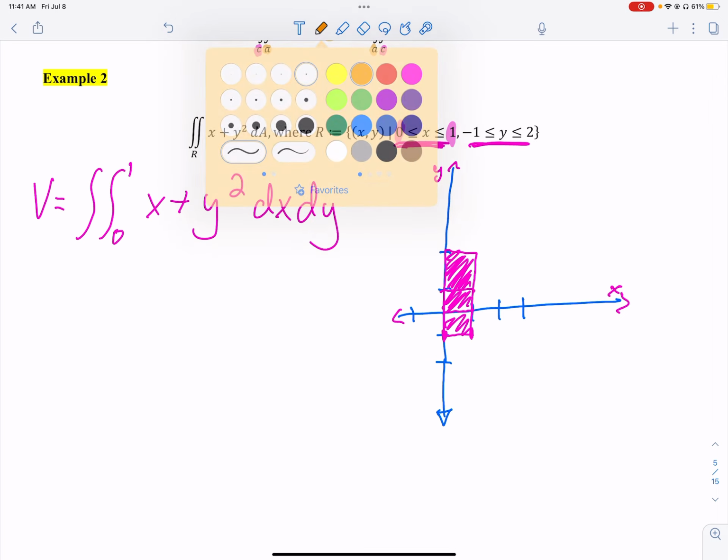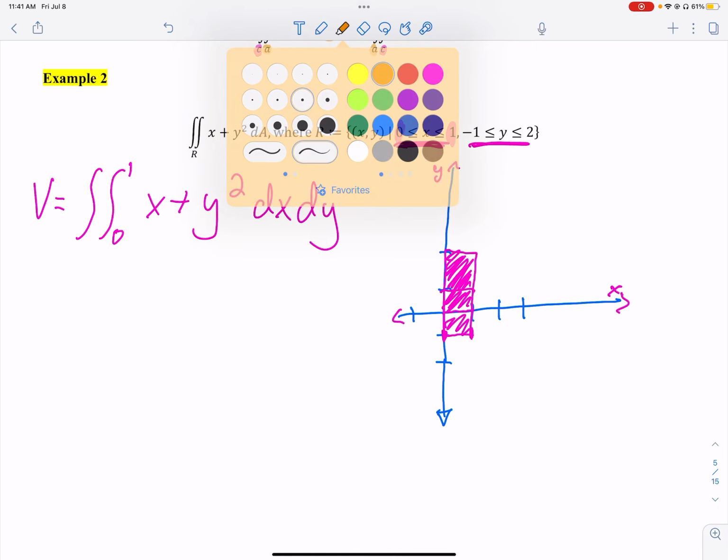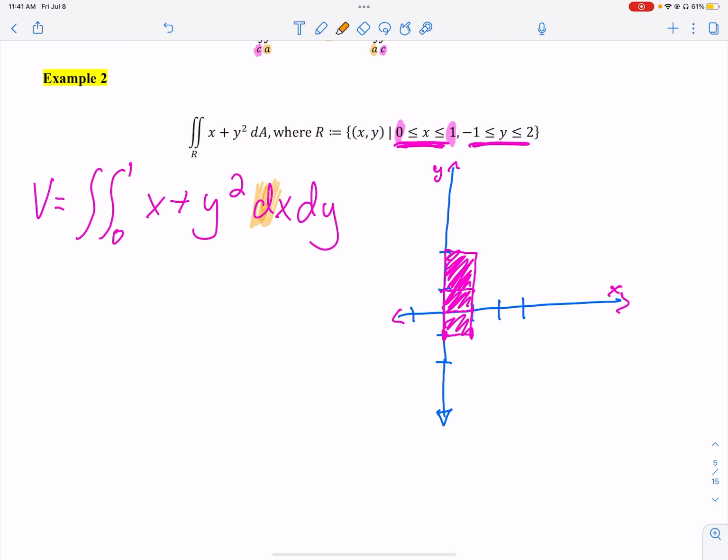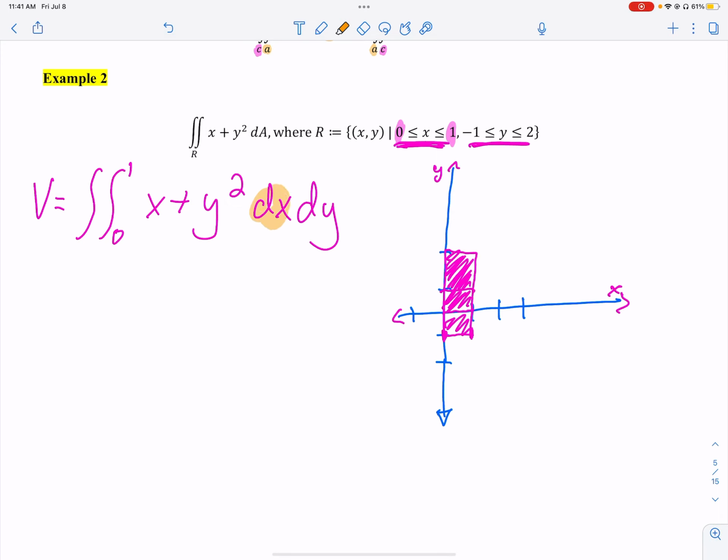So notice here that this dx, the highlighter I should have made big again. Hold on one sec. I know this is annoying. dx goes with 0 and 1. So the dy on the outside has to go with its bounds. Well, y was -1 to 2. Right.